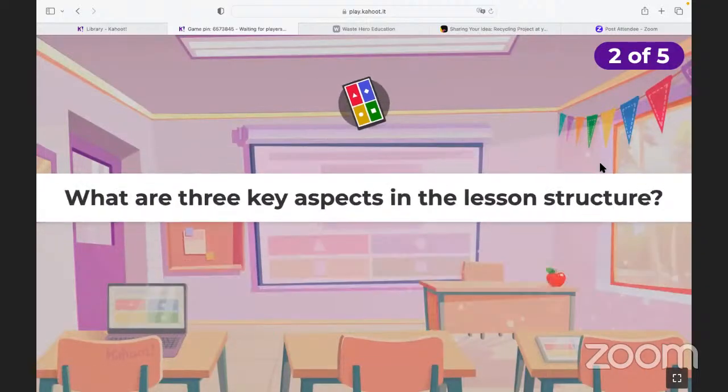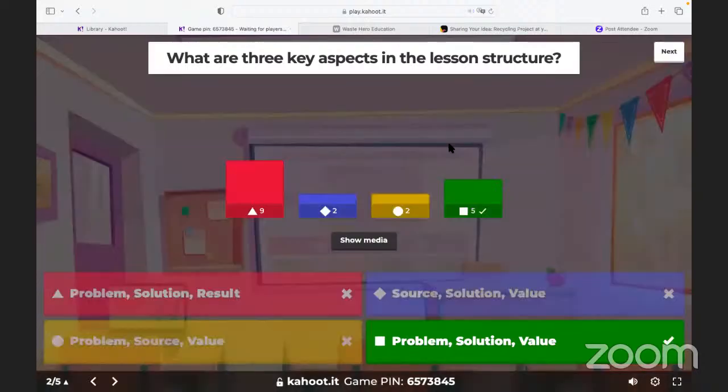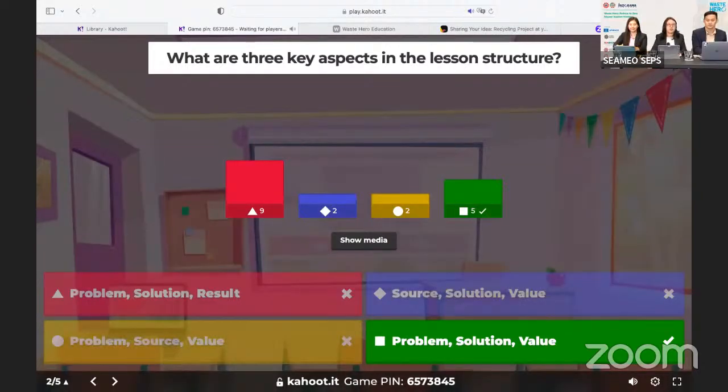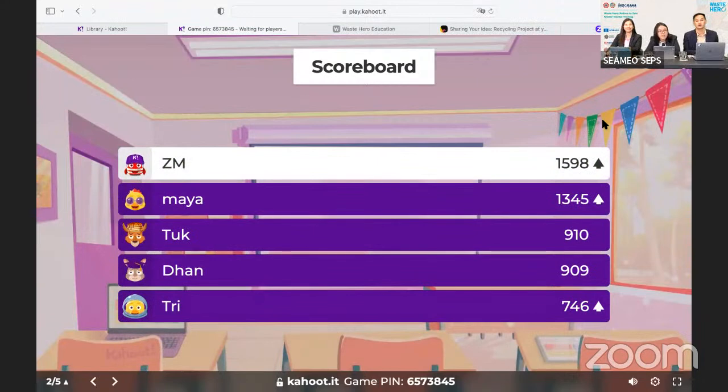Question number 2. What are the 3 key aspects in the lesson structure? Wow, what is that? The answer is in the lesson. Let's see who is the winner in this round. You're going to have the dark horse. Okay, Jacob ZM, is that your short name? Okay, congratulations. Let's go to question number 3.